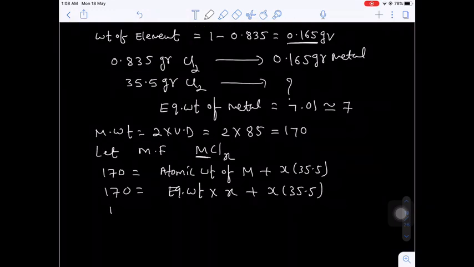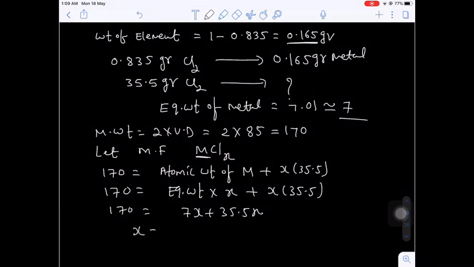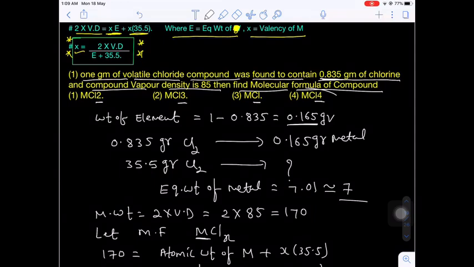From here, 170 will be, with the equivalent weight, 7x plus 35.5x. So if you solve for the x value, you will get 4. It is an integer value, remember. Now the molecular formula of the metal chloride, MClX, will be MCl4, which is the fourth option.